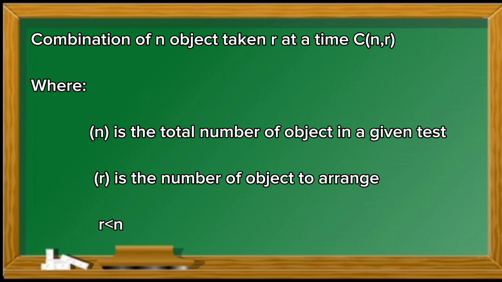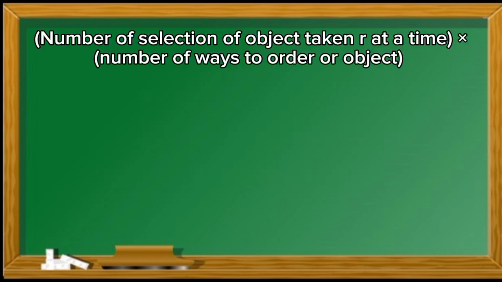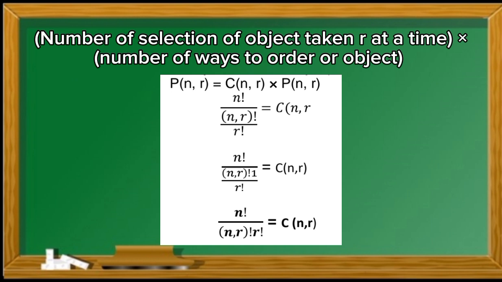So N is the total number of objects in a given set. R is the number of objects to arrange. So R is less than N. We are going to multiply the number of selections of objects taken R at a time to the number of ways to order our objects. So the number of selections is C(N,R), and the number of ways to order is P(N,R). We are going to transpose the P(N,R) in the equation.